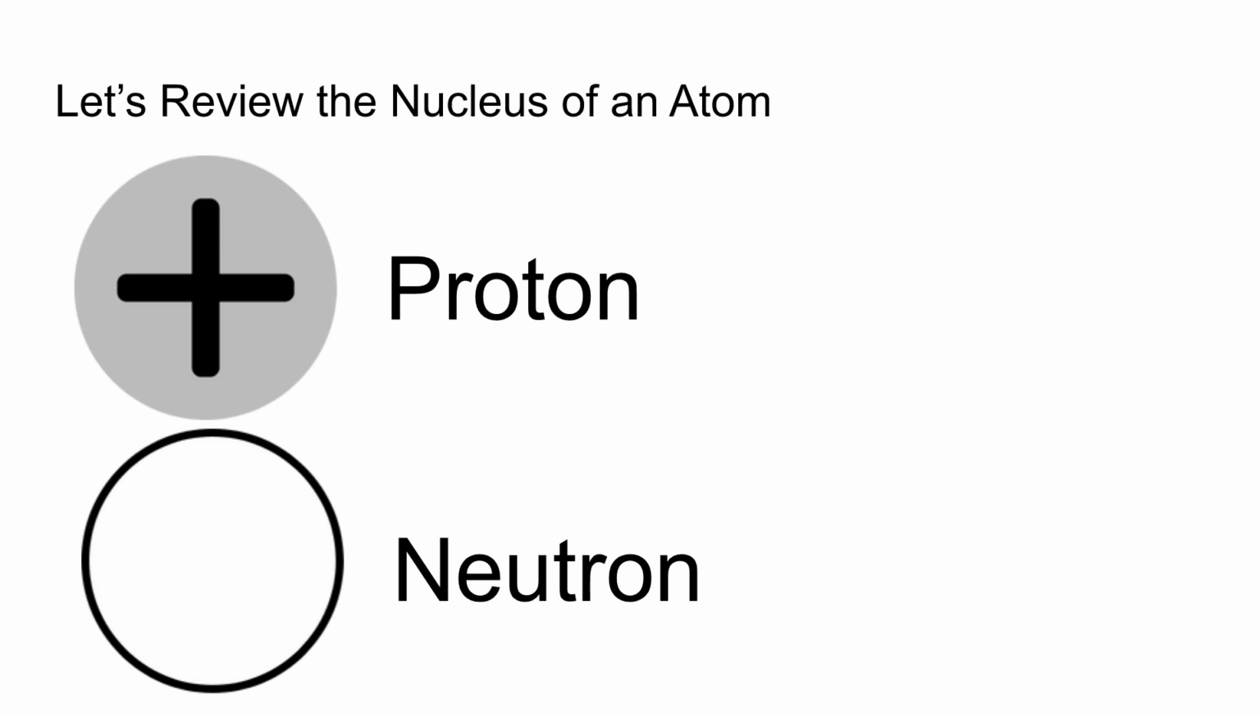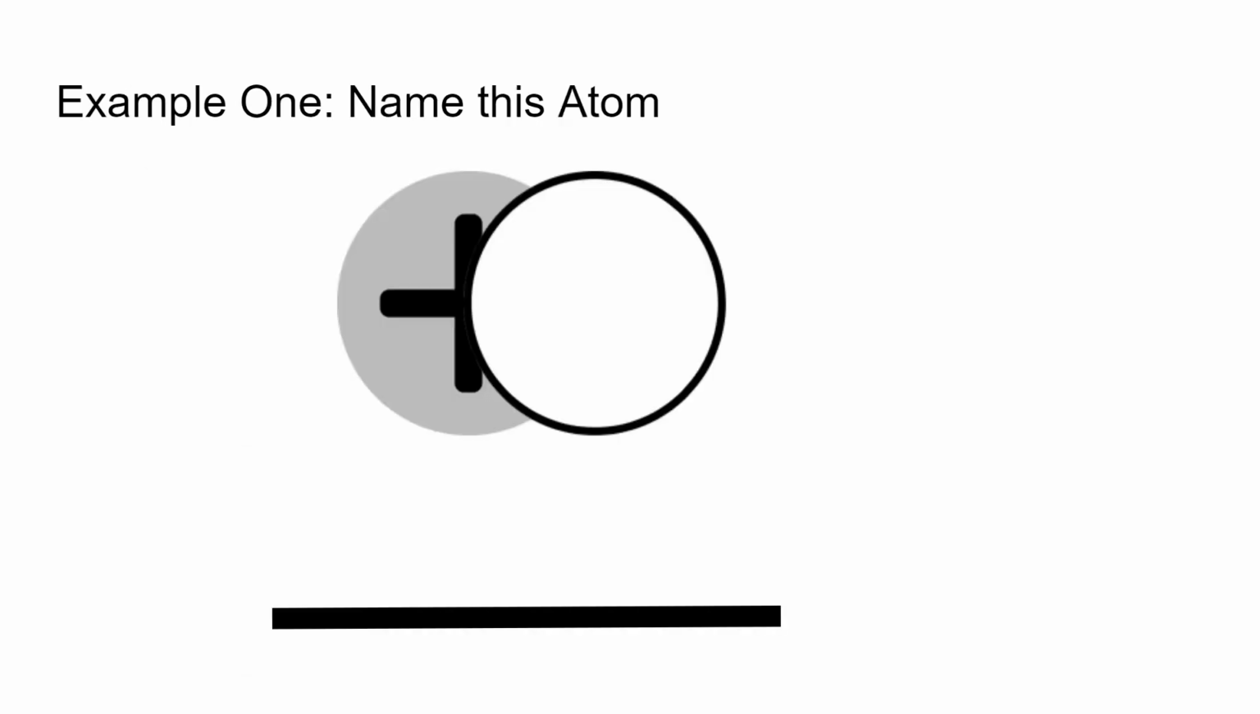Next, let's review the nucleus, the center of an atom. The center of the atom is known as the nucleus, and it is comprised of two particles, the proton, which has a positive charge, and a neutron, which has a neutral charge.